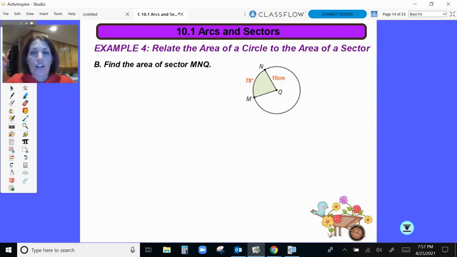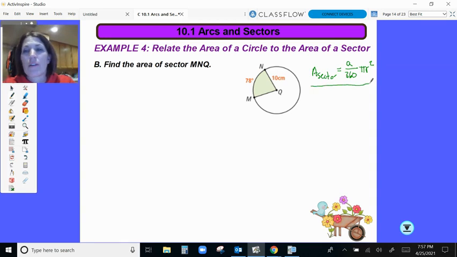So we're going to use that. I'm going to write my formula over here. My area of a sector is equal to my arc measure divided by 360 times pi r squared. You might want to write this down somewhere and make sure you have that handy.